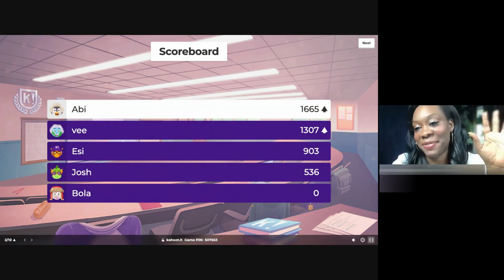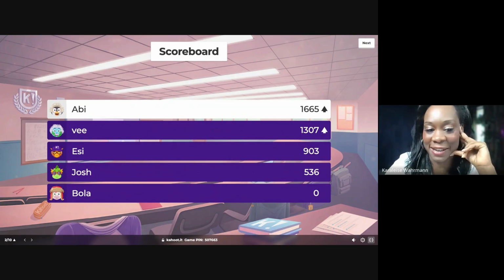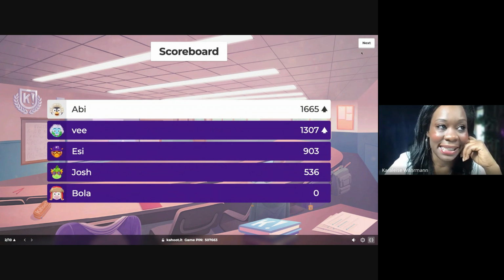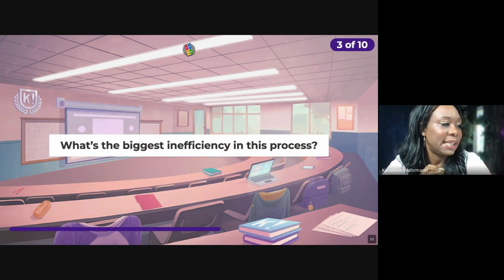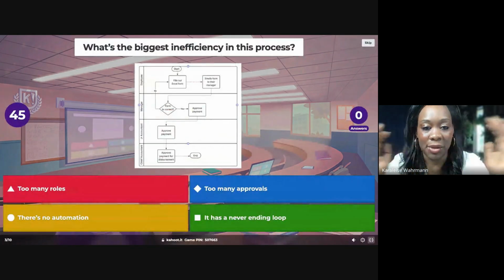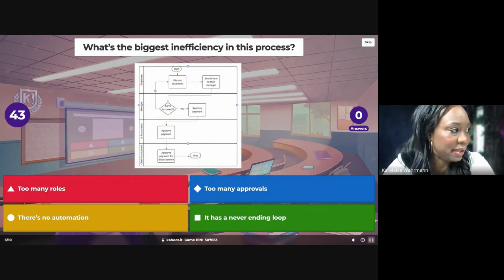This one was a little bit fast, to be honest. The next one will be 45 seconds, so you have more time to think about it. But this one was also pretty quick, pretty easy. All right, let's get going. What is the biggest inefficiency in this process? You got to look at the diagram. I know it's hard to read, but I can't make it any bigger, fortunately.